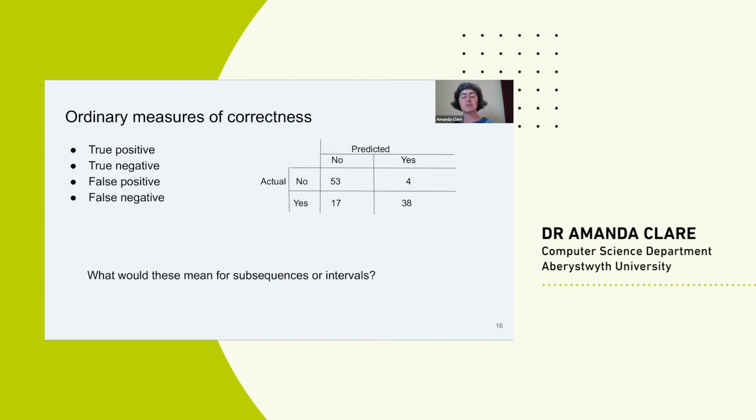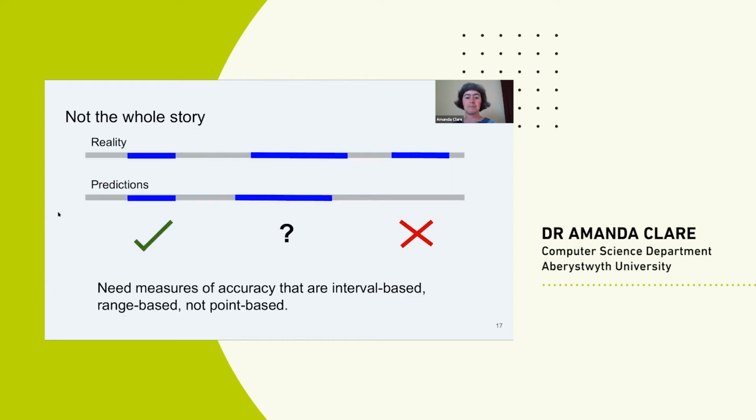And that's all great. So this is standard machine learning. We can provide confusion matrices, and we can provide precision and recall and true positives and true negatives and so on. But then what does all that mean when we have a setup where actually what we want to find is subsequences or intervals? And it gets tricky because they don't give you the whole story.